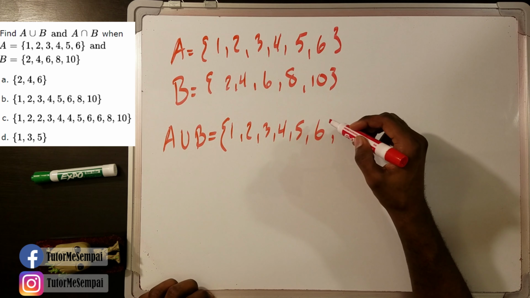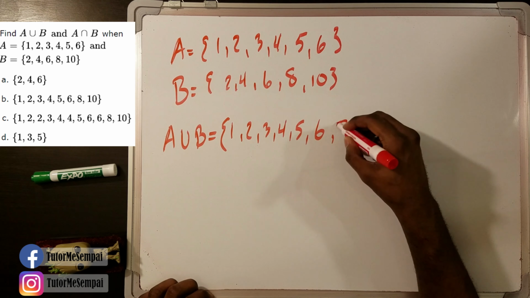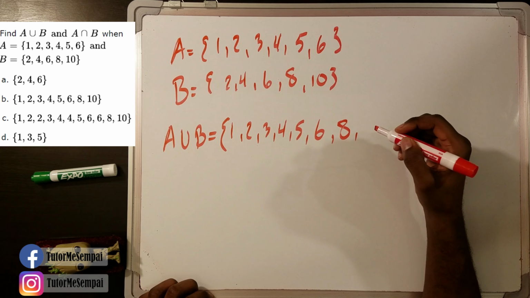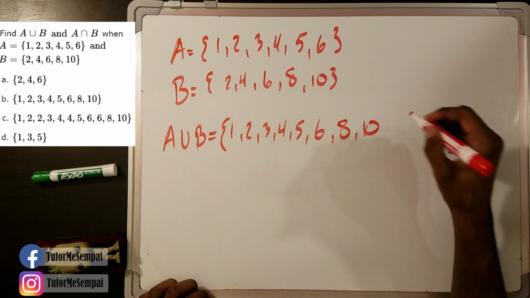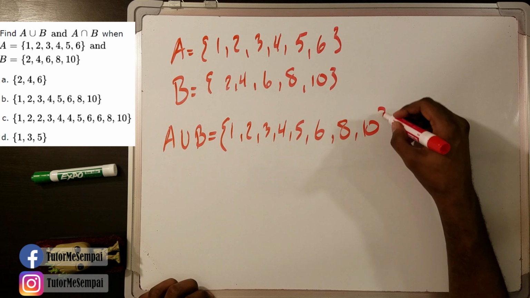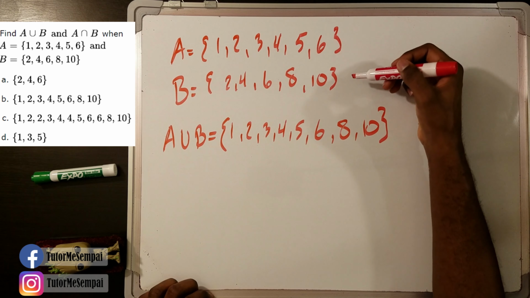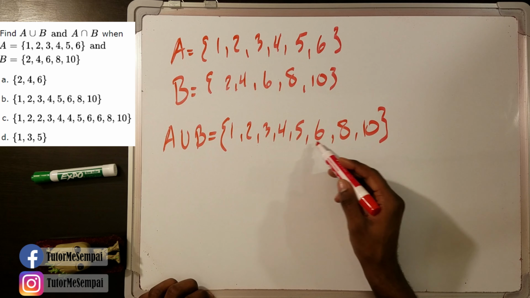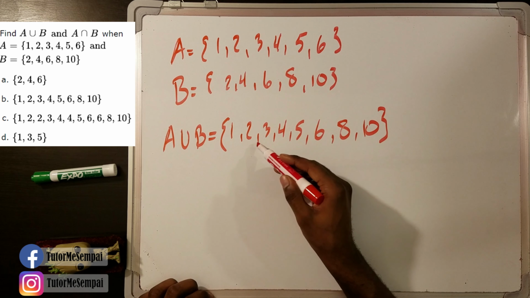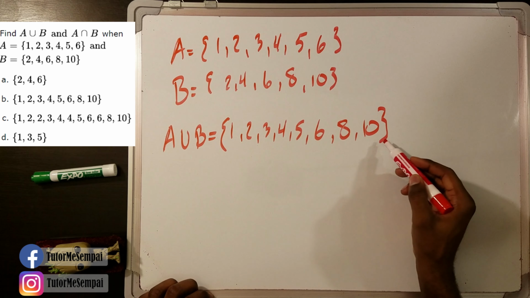8. Do we have an 8? No. So we're going to make sure we account for that 8. How about 10? Nope. So we're going to make sure we account for that as well. Now we have everything that's in A and B. 1, 2, 3, 4, 5, 6 is in A. 2, 4, 6, 8, 10 is in B.